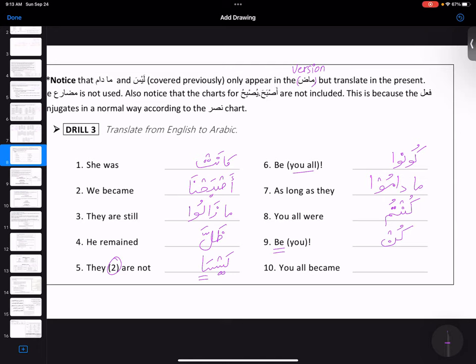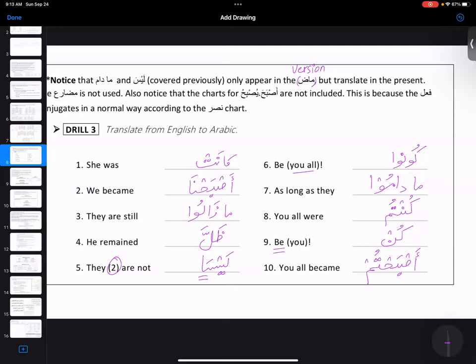Okay, you all became. Asbahtum. Asbahtum. Yes. Asbahtum. And the ism is antum in here.